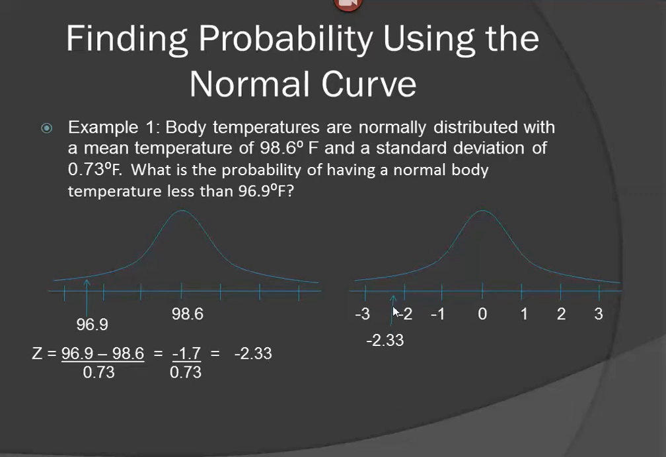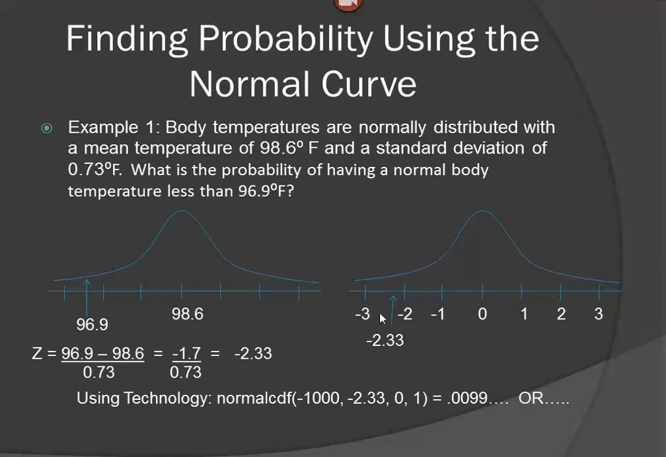So one of the ways that we could find the probability of having a body temperature less than 96.9 is to, on the z-table, or even using our calculators, find the area to the left of negative 2.33. So we could go negative 1,000 all the way up to negative 2.33, right? Lower boundary all the way up to this upper boundary, and we find it's 0.0099.